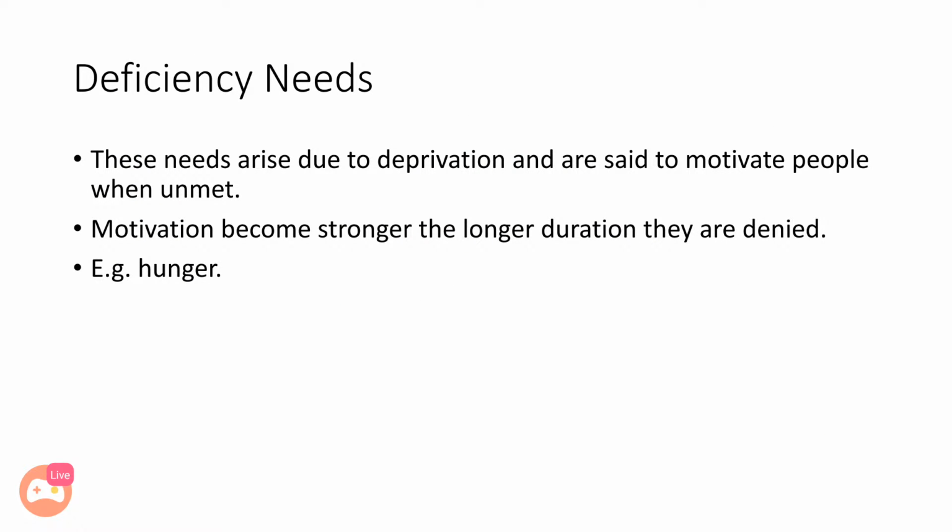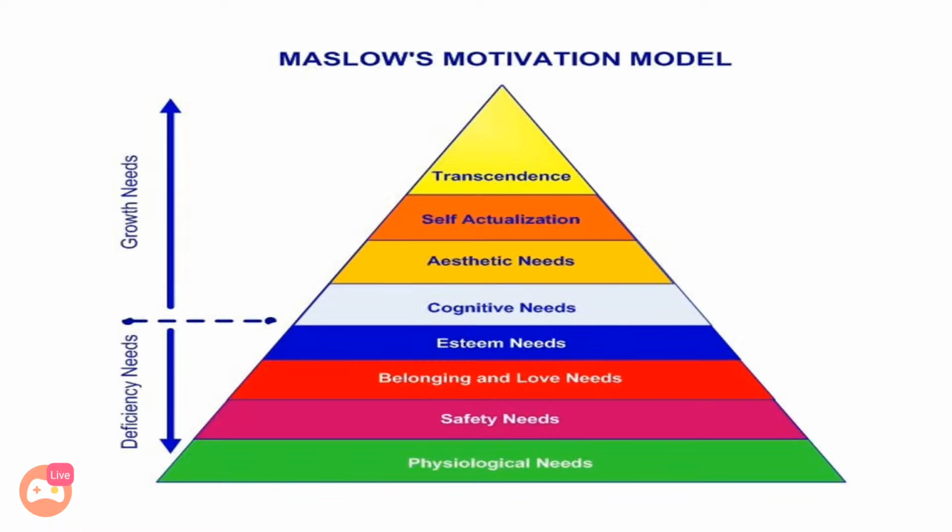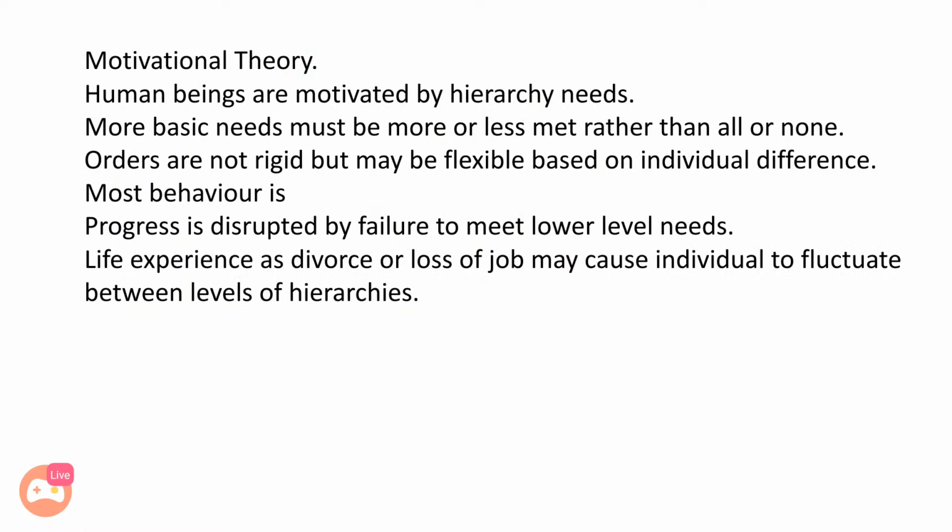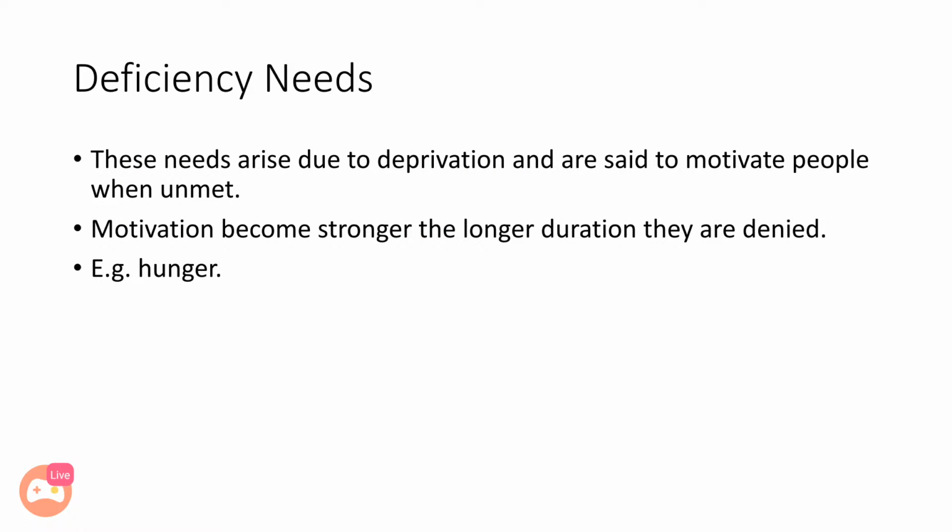Before going further, we have seen two categories: deficiency needs and growth needs. If you look here, deficiency needs go up to cognitive needs, and from cognitive needs to transcendental needs are growth needs. So let us understand. Deficiency needs arise due to deprivation and are said to motivate people when unmet. Why is it called deficiency needs? These arise due to deprivation. When we do not have food, that is why the need arises.